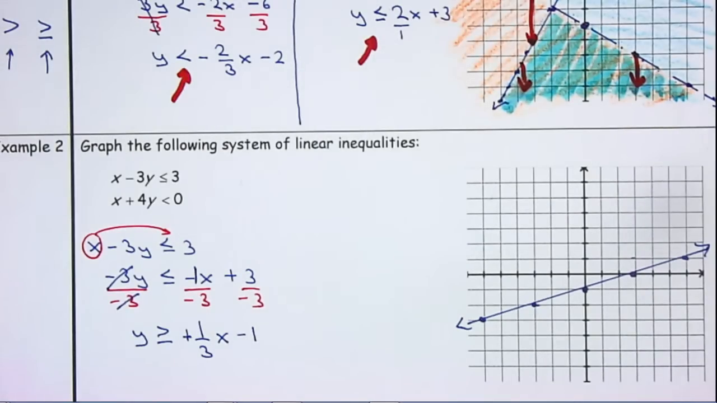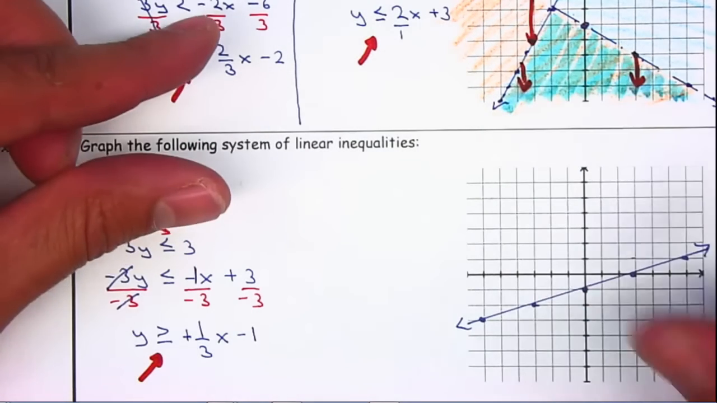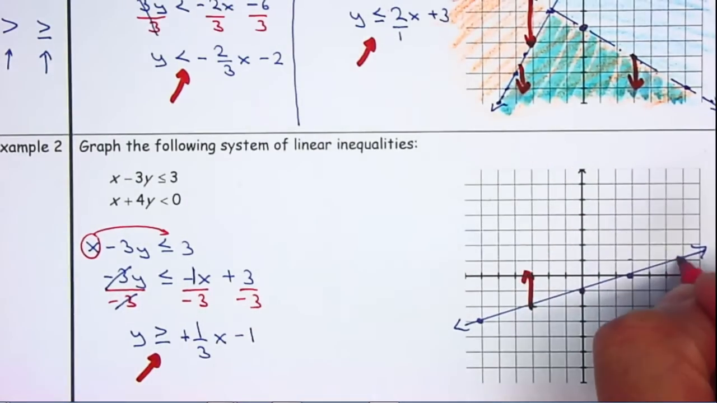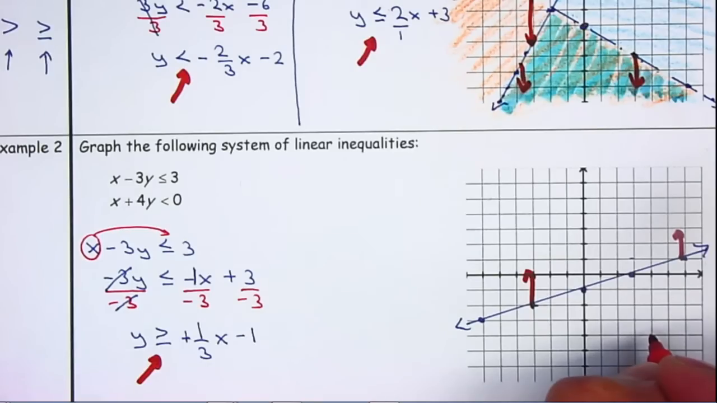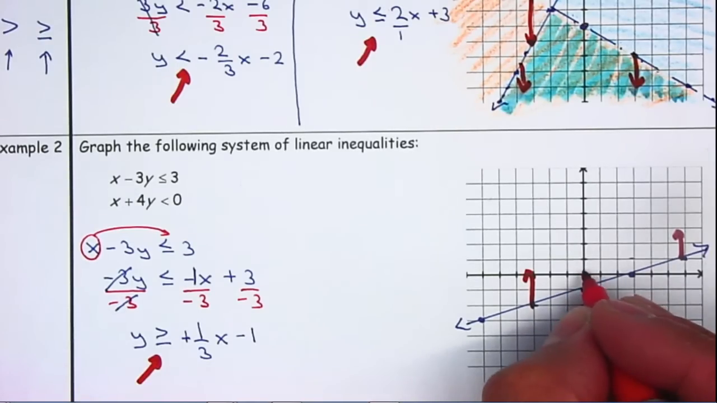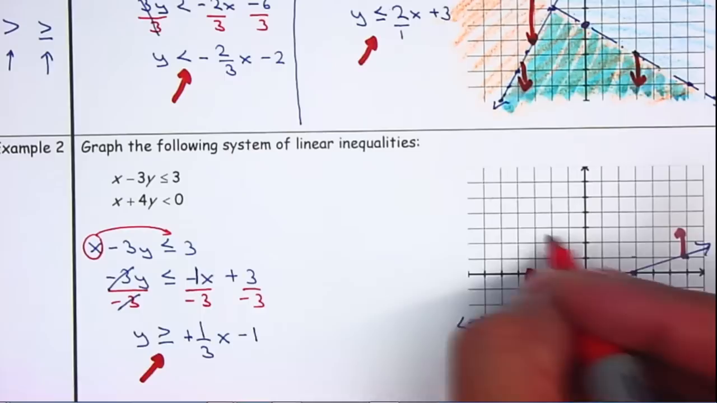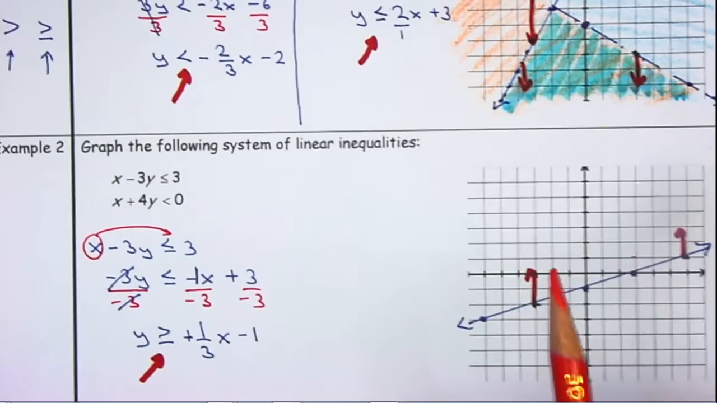Now I need to decide if I'm going to be shading the top or the bottom. It's greater than, so I'm going to be shading. Remember, if it's less than, you're going to shade the bottom. If it's greater than, you're going to shade the top. Less than the bottom, greater than the top. So this is going to be the top. You can also select the point 0, 0. Test if it's a solution. If it's not a solution, shade the opposite side. If it is a solution, then you can go and shade that side. But much easier, if it's greater than, just shade the top. I'm now going to use my orange to shade the top.